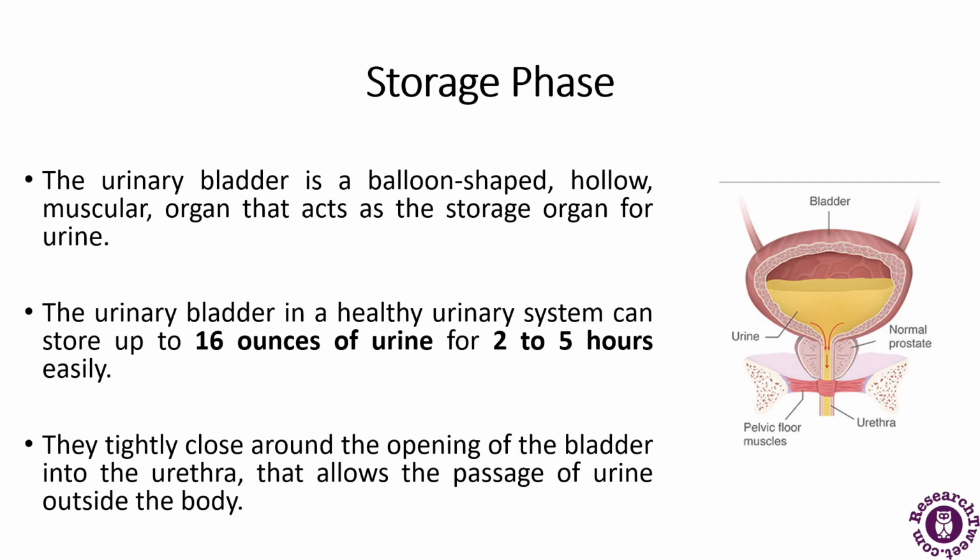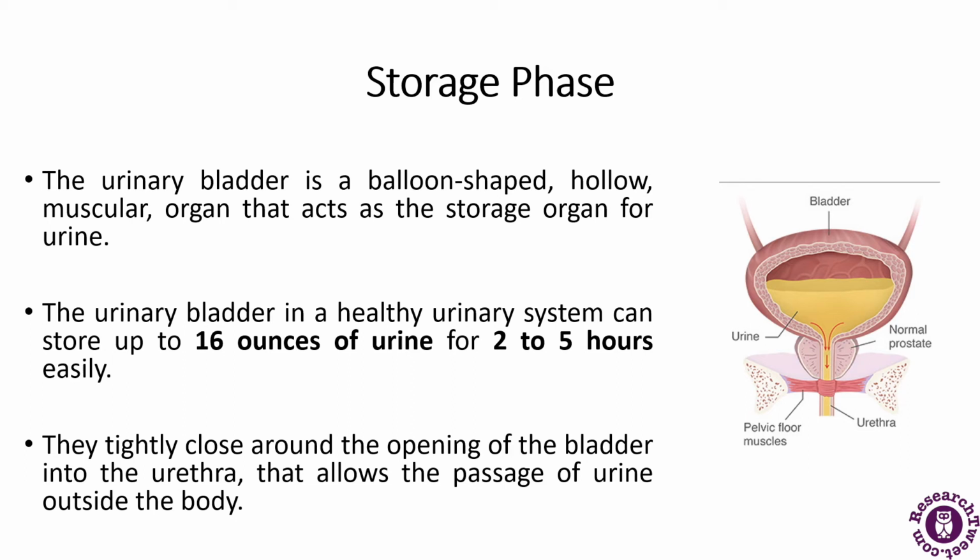The process of micturition is basically expelling out the urine from the urinary bladder. You can see the shape of the urinary bladder here. The urinary bladder is a balloon shaped hollow muscular organ that acts as the storage organ for the urine. In a healthy urinary system, the bladder can store up to 16 ounces of urine for about 2 to 5 hours easily, and the muscles tightly close around the opening of the bladder into the urethra, which allows the passage of the urine outside the body.